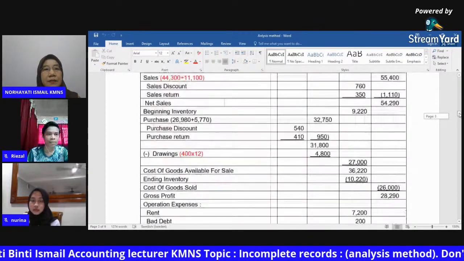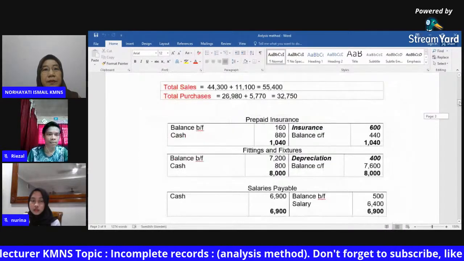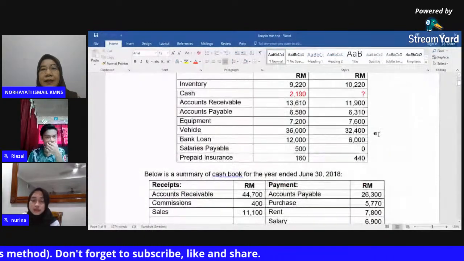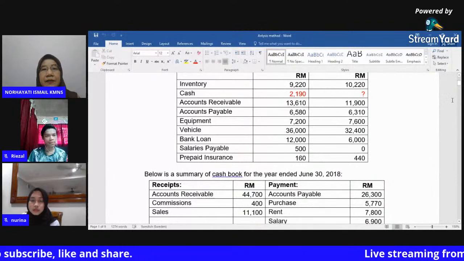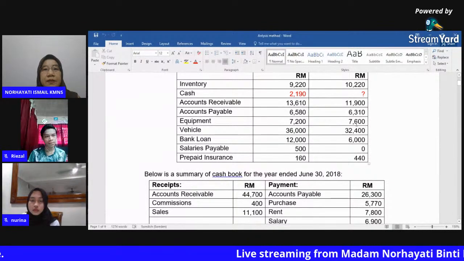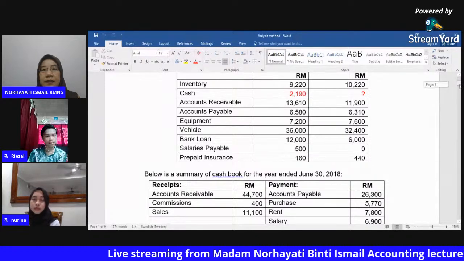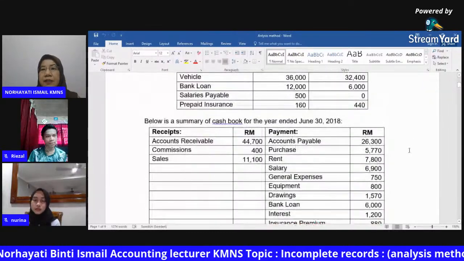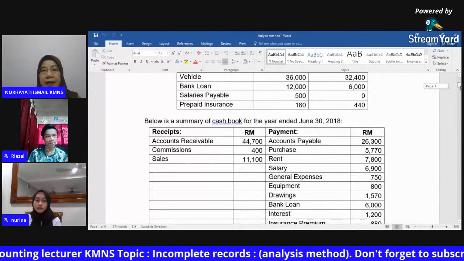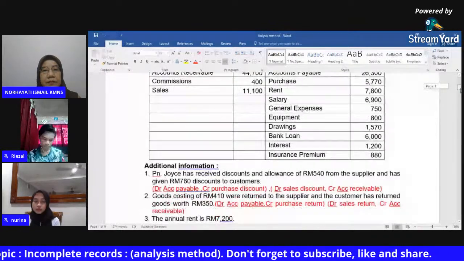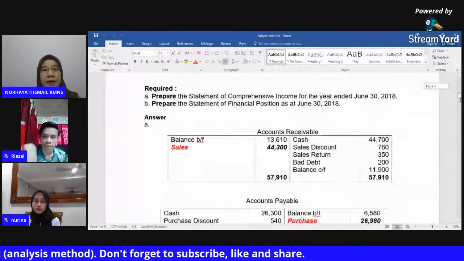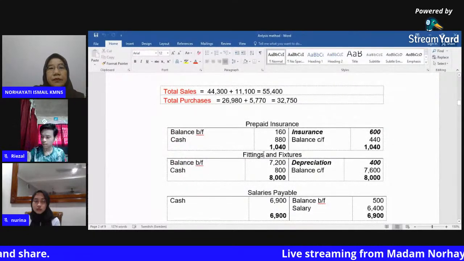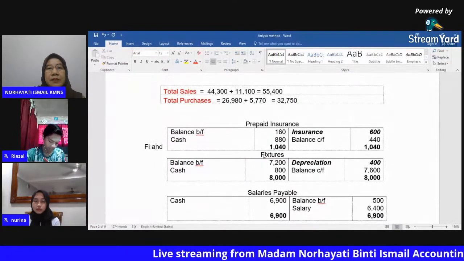Okay, you look at the question. You can see the equipment we purchase, equipment 800, 7,200, 7,600. So you got the total, then the purchase for equipment 800. You must consider 3 transactions there. This one represents the equipment, not the fitting. So this is the equipment.